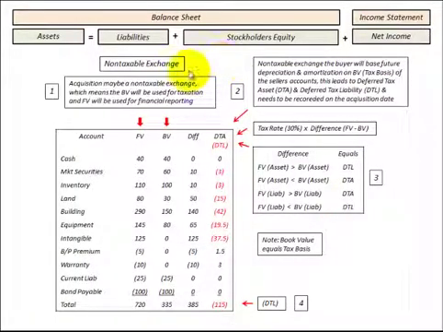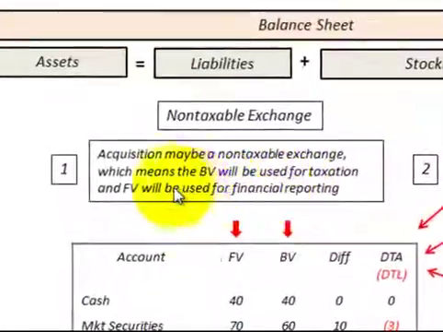Okay, let's look at a non-taxable exchange here and determine our deferred tax assets and our deferred tax liabilities. Now, with a non-taxable exchange, that means that the book value will be used for taxation and the fair value will be used for financial reporting.